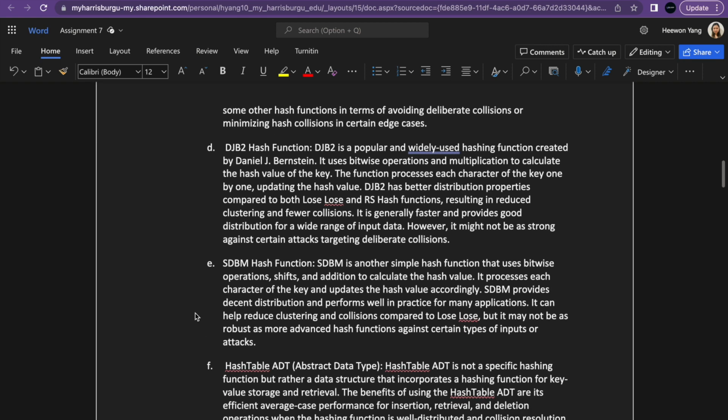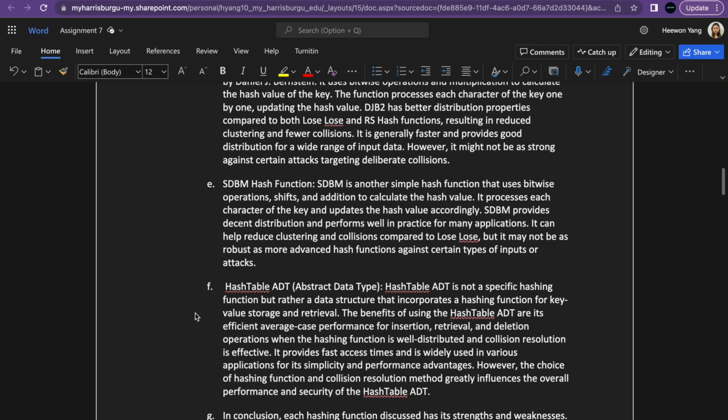The third function is the DJB2 hash function. This is a popular and widely used hash function created by Daniel J. Bernstein, and it uses bitwise operations and multiplication to calculate the hash value of the key. The function processes each character of the key one by one, updating the hash value. DJB2 has better distribution properties compared to both lose-lose and RS hash functions, resulting in reduced clustering and fewer collisions. It is generally faster and provides good distribution for a wide range of input data. However, it might not be as strong against certain attacks targeting deliberate collisions.